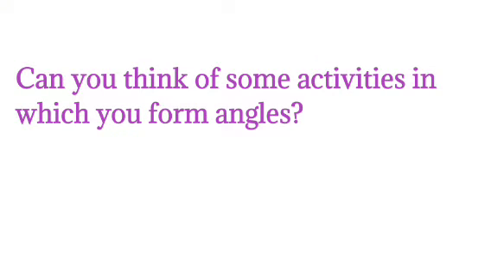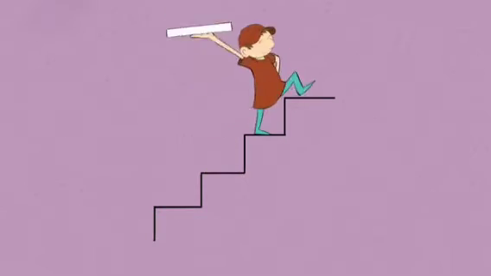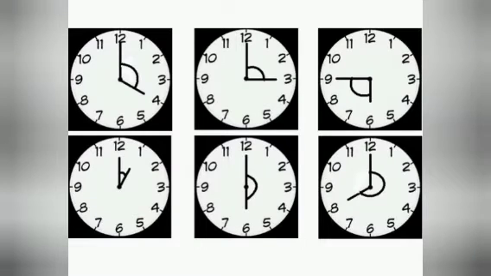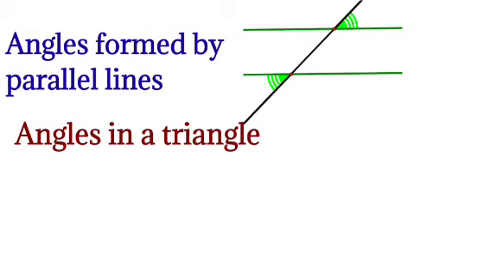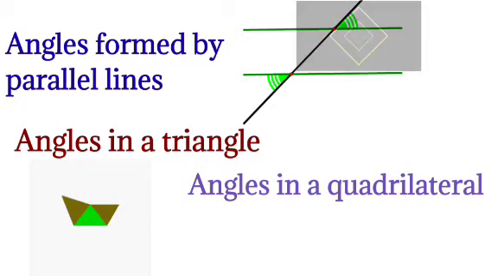We form angles in several of our activities. Can you think of some? Like taking a stairway, cutting a piece of material, or even reading a clock. These are various ways we form angles. You'll be learning angles formed by parallel lines, angles in a triangle, and also angles in a quadrilateral.